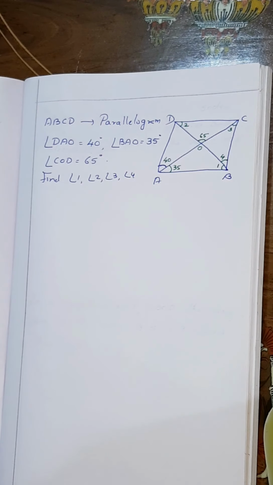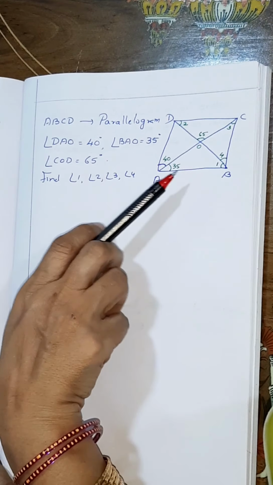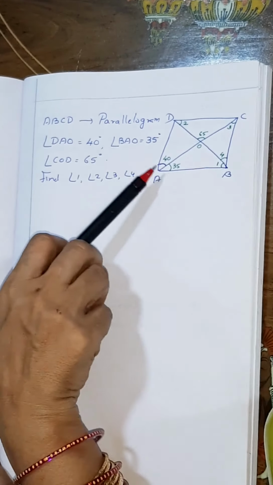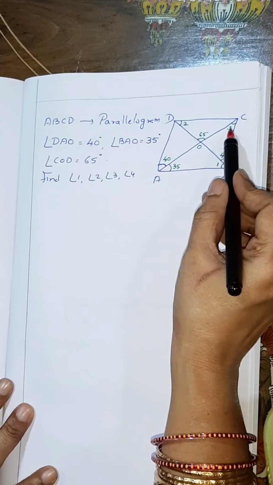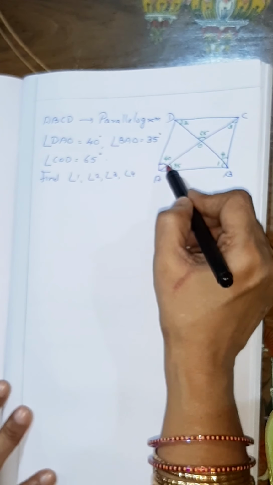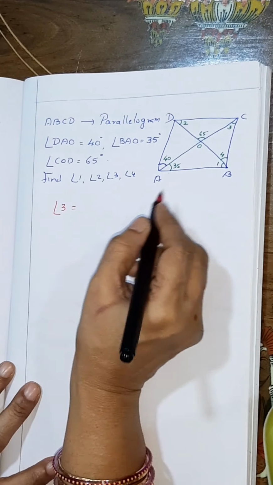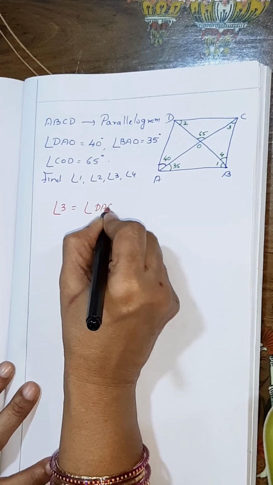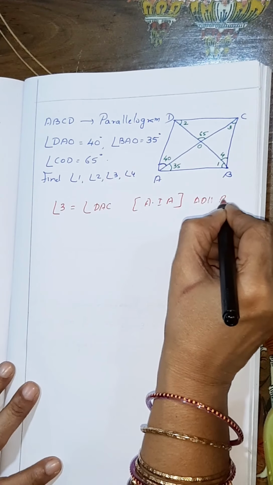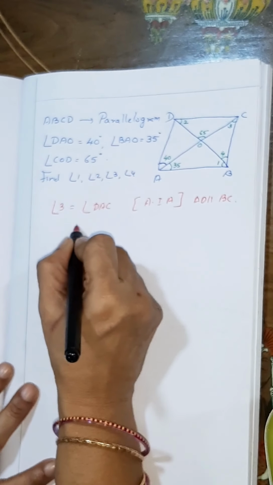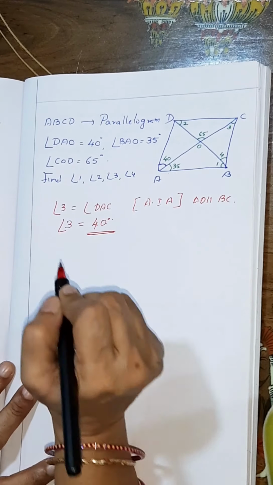So here it is given ABCD is a parallelogram, DAO is 40 degrees, BAO is 35 degrees, and then COD is equal to 65 degrees. We have to find angle 1, 2, 3 and 4. So since this is a parallelogram, this angle will be equal to angle 3. So angle 3 is equal to angle BAC, alternate interior angles. AD is parallel to BC. Therefore, angle 3 is equal to 40 degrees.